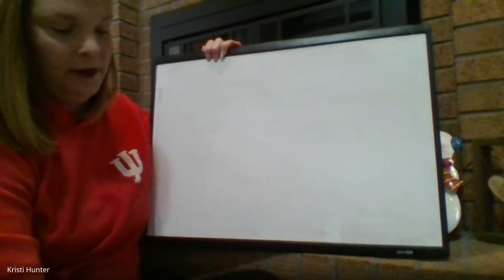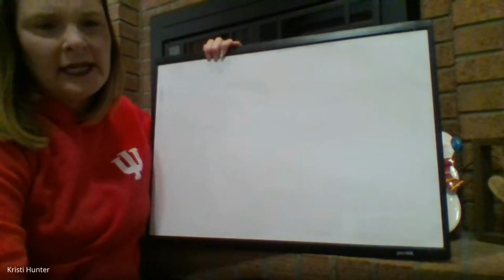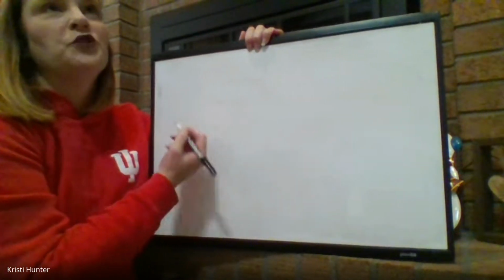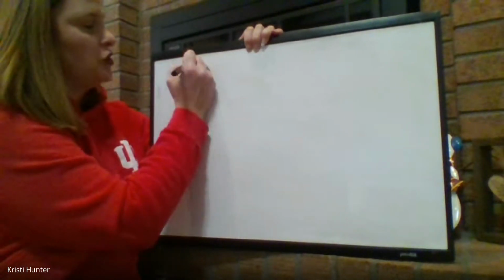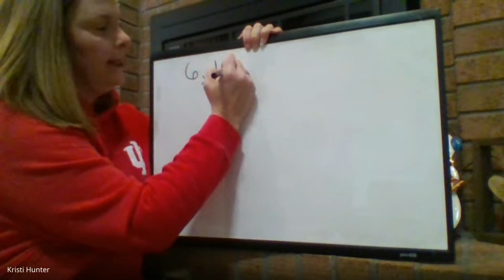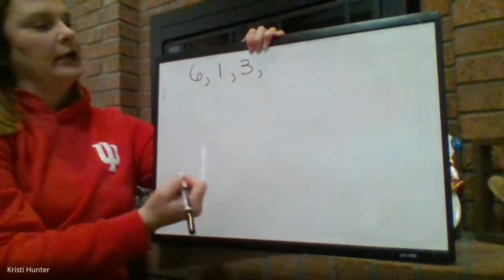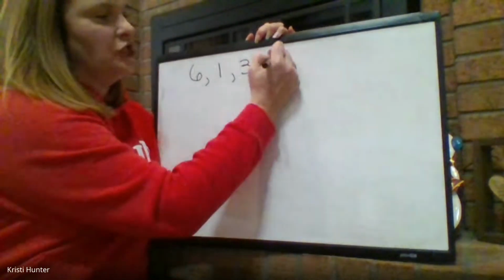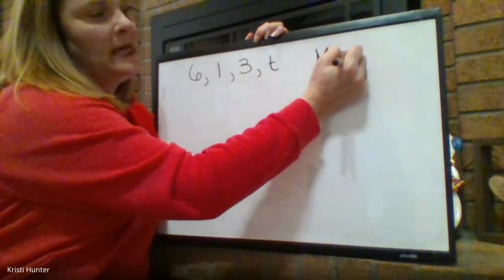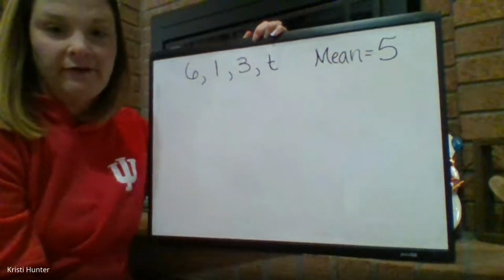We'll just do a couple of numbers here for this first one. So again, it's probably going to give you a story sometimes. So it's going to say like, Susie went searching for shells on the beach. On Monday, she found 6. Tuesday, she found 1. Wednesday, she found 3. And on Thursday, how many did she find? So I'm just going to use a T. If her mean or her average number of shells she found is 5.